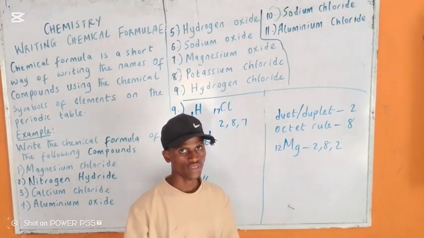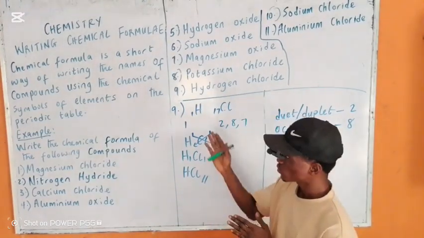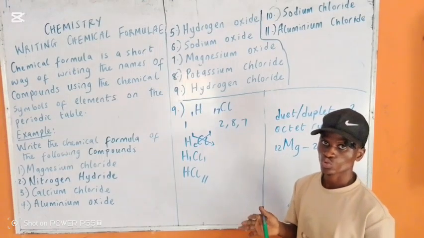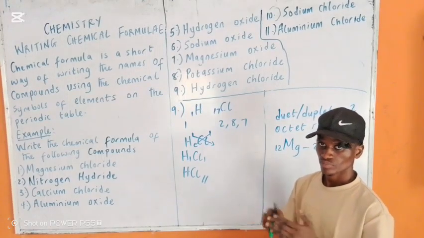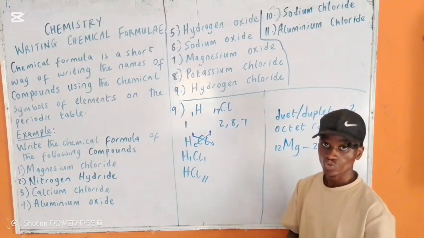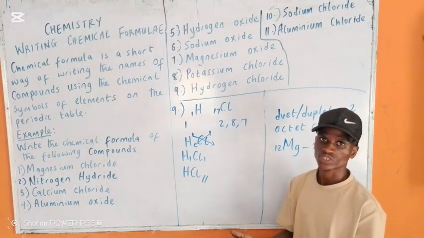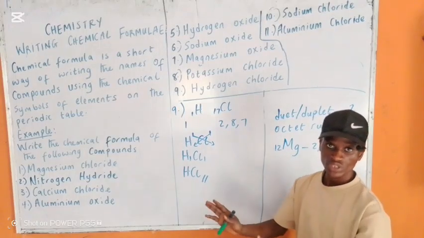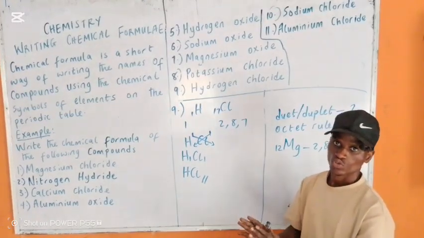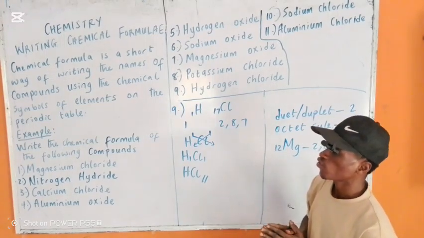I'm still going to have a part 2 for this chemical formula when it comes to writing compounds like hydrogen tetraoxosulfate 6, calcium carbonate, sodium carbonate, and things like that. So I'm still going to have part 2 on writing chemical formula.